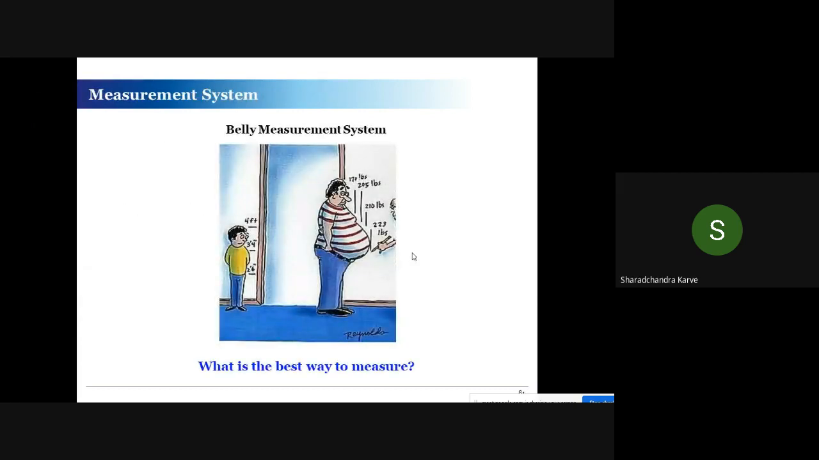So what is the best way to measure? I think I don't have to say anything on this slide. The slides explain everything: I need to understand where I need to measure, and that has to be standardized, and everybody is taking the reading at the same level and in the same style. That is what is emphasized in the measure phase. Next slide, please.